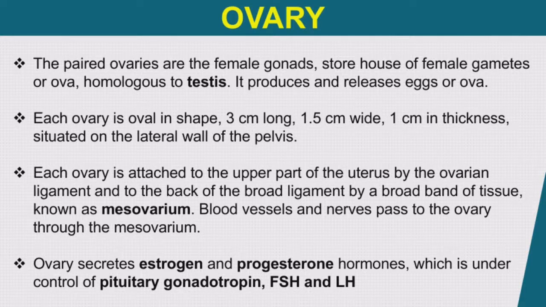Each ovary is oval in shape, 3 cm long, 1.5 cm wide, 1 cm in thickness, situated on the lateral wall of the pelvis. Each ovary is attached to the upper part of the uterus by the ovarian ligament and to the back of the broad ligament by a broad band of tissue, known as mesovarium. Blood vessels and nerves pass to the ovary through the mesovarium. Ovary secretes estrogen and progesterone hormones, which is under control of pituitary gonadotropin, FSH and LH.